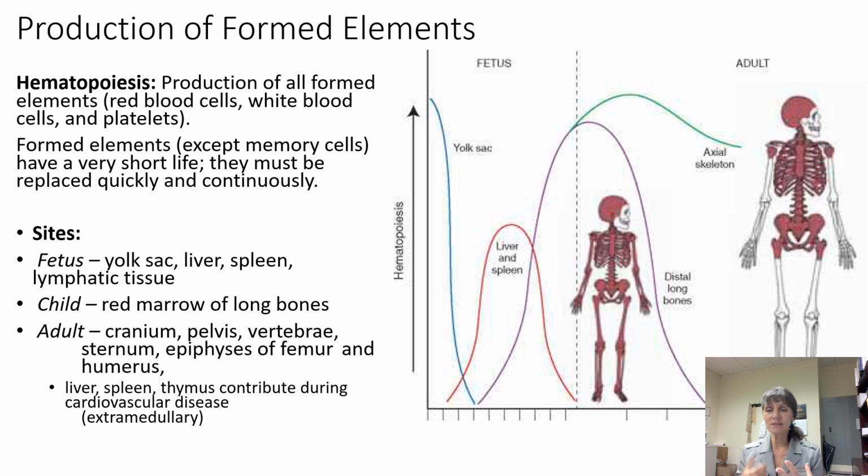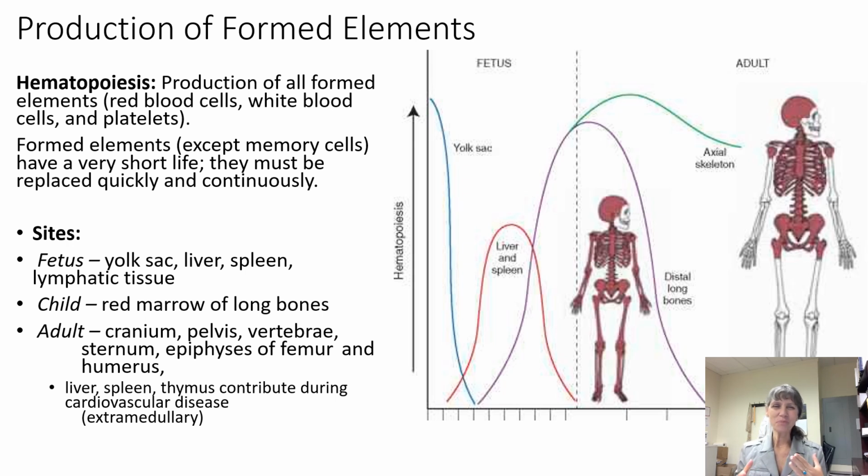And in the adult, what's kind of interesting is that if a person were to start hemorrhaging, then some of the yellow marrow, the fat in the long bones, can actually reconvert into red marrow to help create more red blood cells. And it takes a while, but that can happen in the event of severe blood loss.